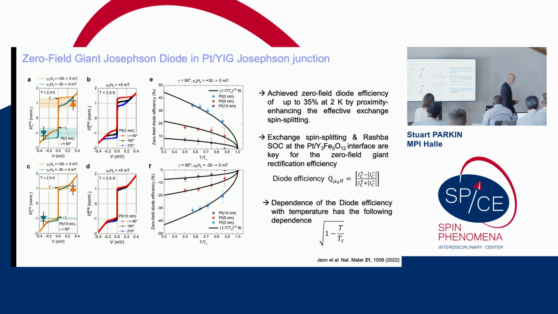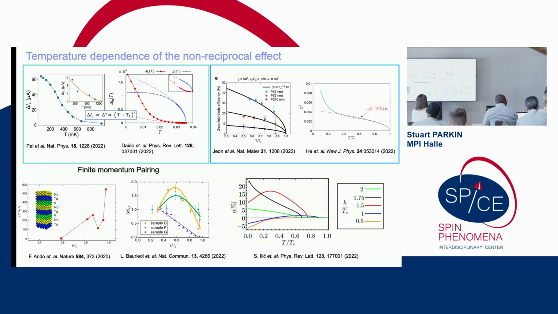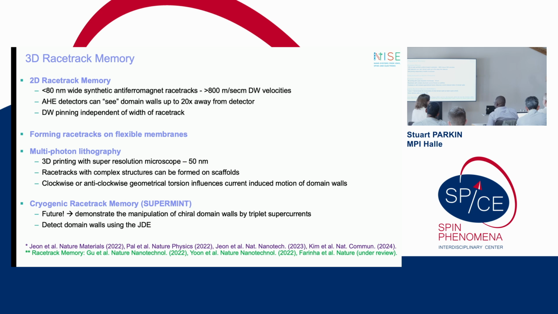Giant effect. So I see the chairman is getting very worried. So I'll skip this last foil and go straight to the conclusion. 2D racetrack memory has evolved tremendously over the last 20 years. Nevertheless, it looks super exciting now in our most recent work, where we've demonstrated sub-80 nanometer wide synthetic anti-ferromagnetic racetracks, velocities of 800 meters per second.